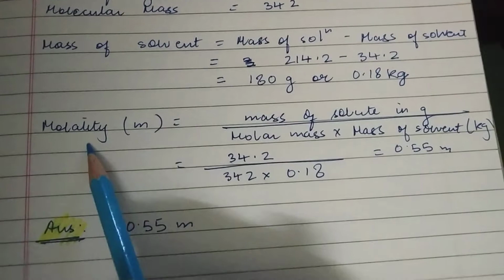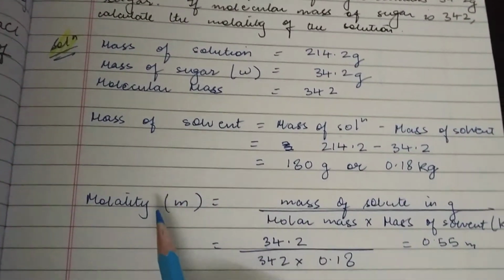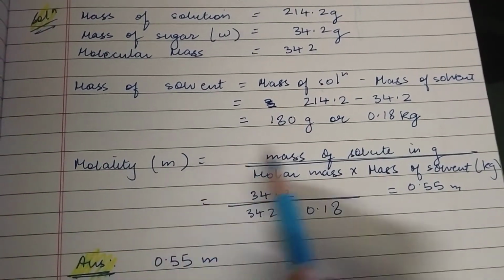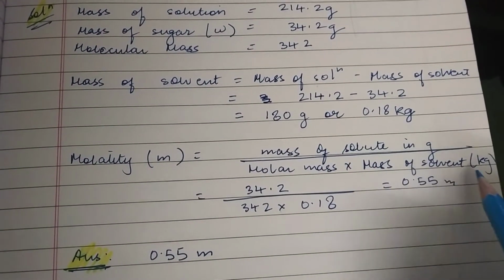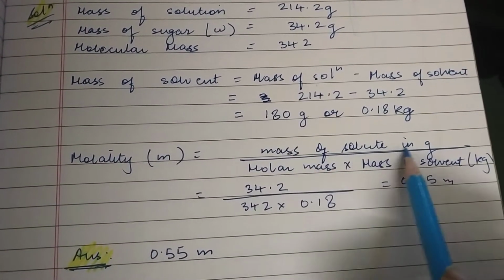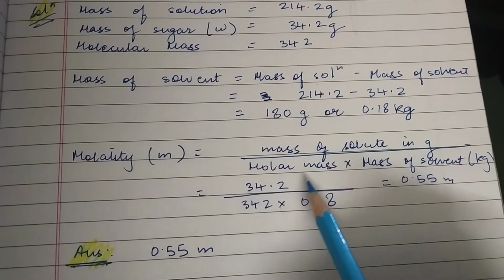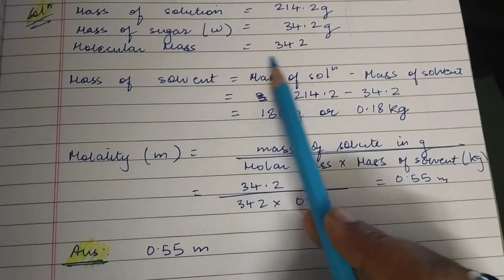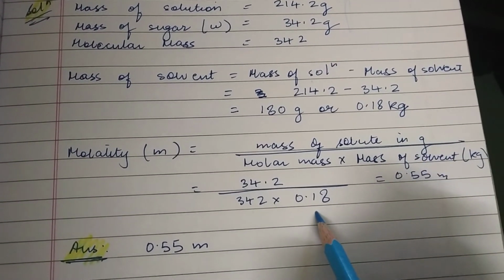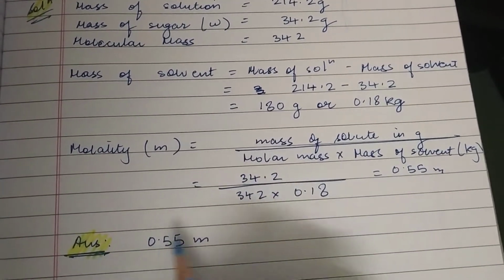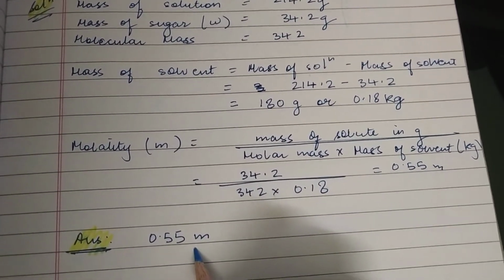Now we substitute all the values given in this formula for molality, that is mass of the solute in grams upon the molar mass into the mass of the solvent in kgs. Mass of the solute in grams was given as 34.2, molar mass was given as 342, mass of the solvent in kg we calculated as 0.18. We simplify this and we get the answer as 0.55 molal.